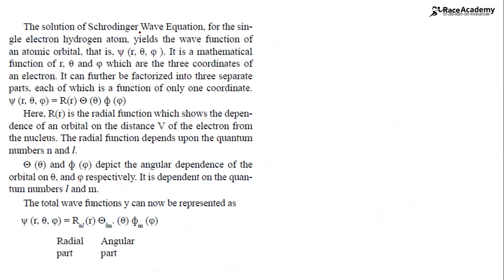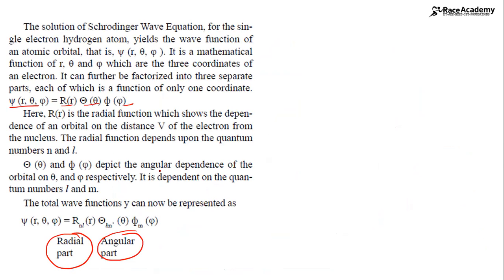And the solutions are called eigenfunctions for the Schrodinger wave equation. An atomic orbital can be written as ψ(r, θ, φ), the mathematical expression in the coordinates r, θ, φ. Here there are two parts: one part is called the radial part, and the other part, theta, is called the angular part.